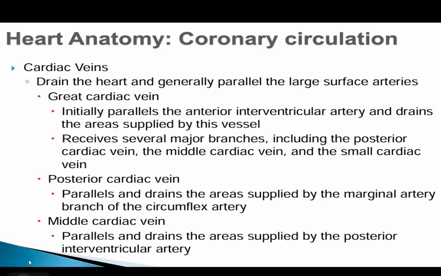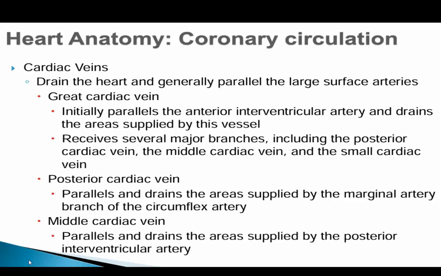Even though the heart pumps blood to the entire body, it also needs its own supply of oxygen. That's where the coronary circulation comes in. Cardiac veins collect blood used by the heart muscle. The biggest of these is the great cardiac vein, which runs along the anterior interventricular artery and drains the front of the heart.